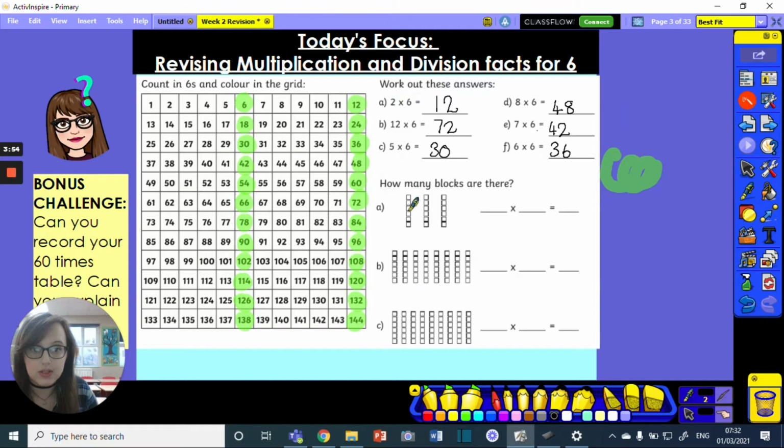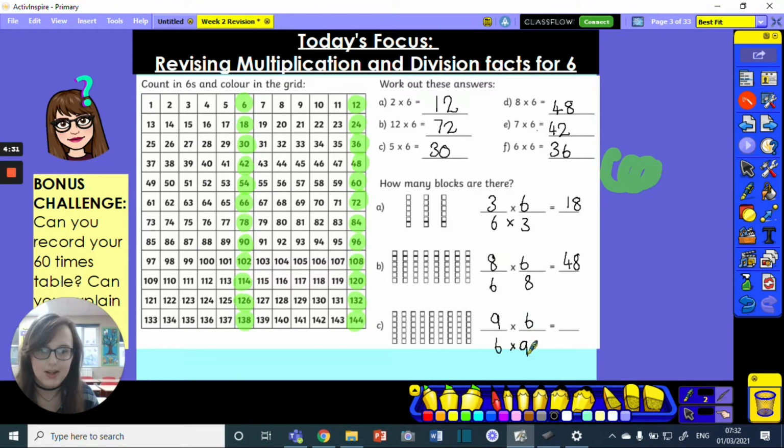In each stack of blocks, there are 6 blocks. So we've got 3 lots of 6. That's 3 times 6. We could always write 6 times 3. And the answer to both of these is going to be 18. Here we've got 1, 2, 3, 4, 5, 6, 7, 8 lots of 6. So we could write 8 times 6 or 6 times 8. And the answer to both of these is 48. And then finally, 1, 2, 3, 4, 5, 6, 7, 8, 9. So we have 9 lots of 6, or we can write 6 times 9. The answer to both is 54.